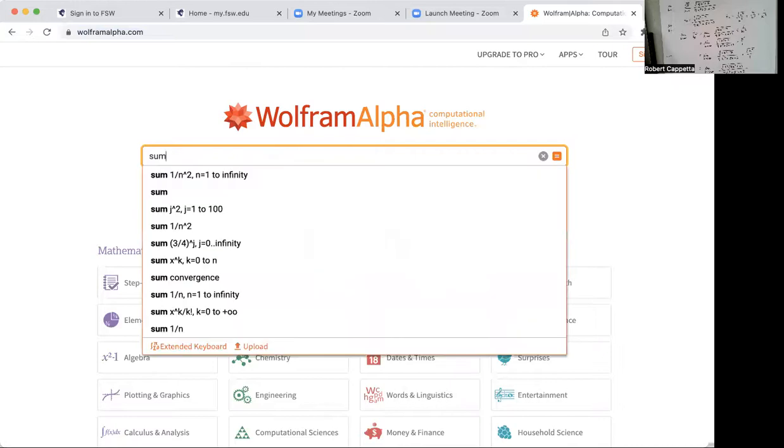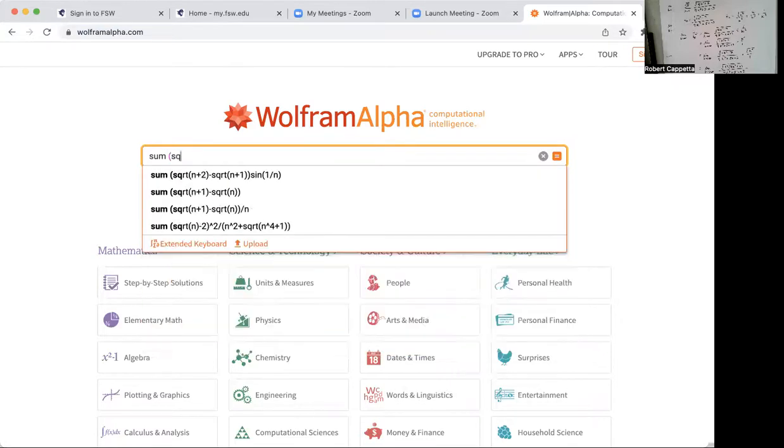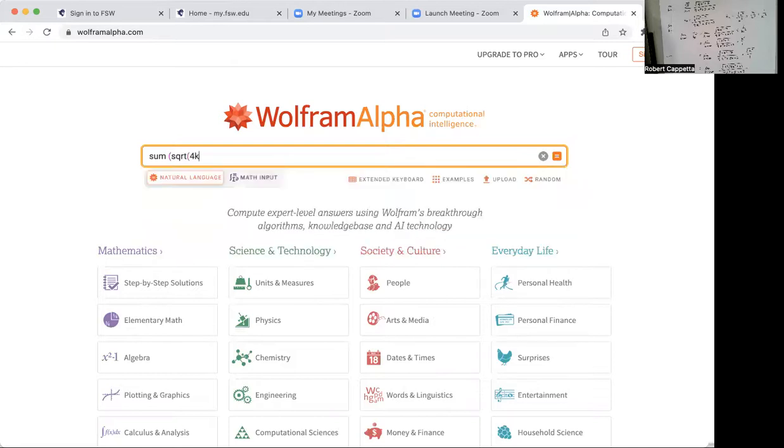Sum, upstairs, square root of 4k squared plus 7, divided by 9k cubed plus 5k plus 3. I don't know, let's just do a small number here. Let's do 1 to 100 and see what we get.